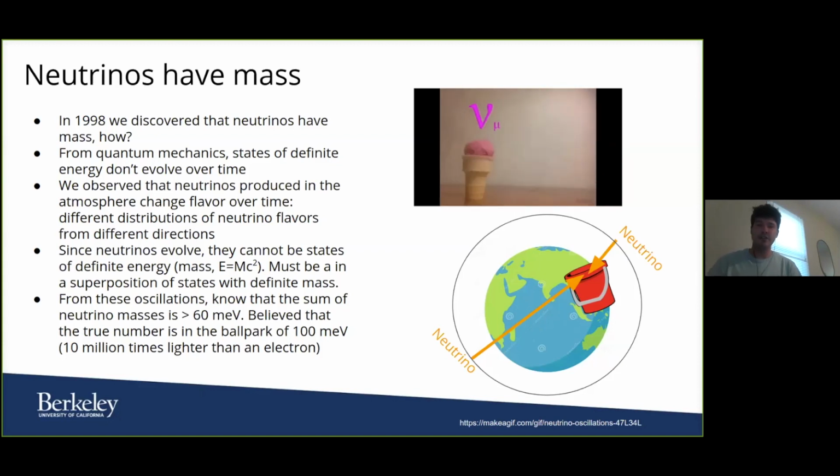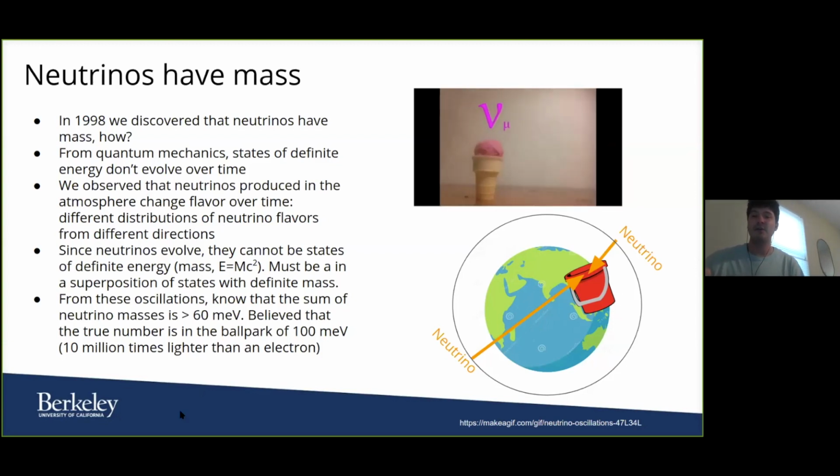Okay, so that's kind of what we know from quantum mechanics. And since we've observed that these neutrinos oscillate, it means that they can't be states of definite energy. This means that they're in something called a superposition of energy eigenstates, which are states of definite energy.